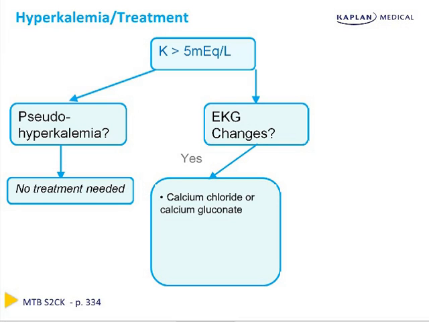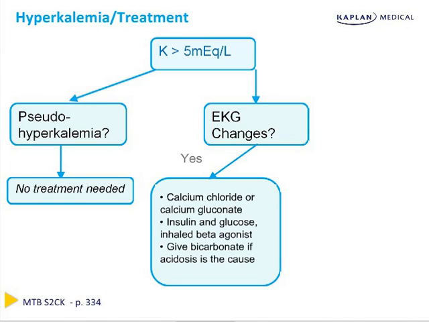Once you've protected your heart, the next interventions are going to be aimed at shifting extracellular potassium back into the cells. The ways we can do that include giving insulin along with glucose to prevent hypoglycemia, or to administer an inhaled beta agonist. Both of these are going to be aimed at facilitating the shifting of potassium from outside the cells back inside the cells. You can consider giving bicarbonate if you think acidosis is the cause of the hyperkalemia, because acidosis causes the shifting of potassium from inside the cells to outside the cells. Making the blood more alkaline can cause the potassium to shift the other way.